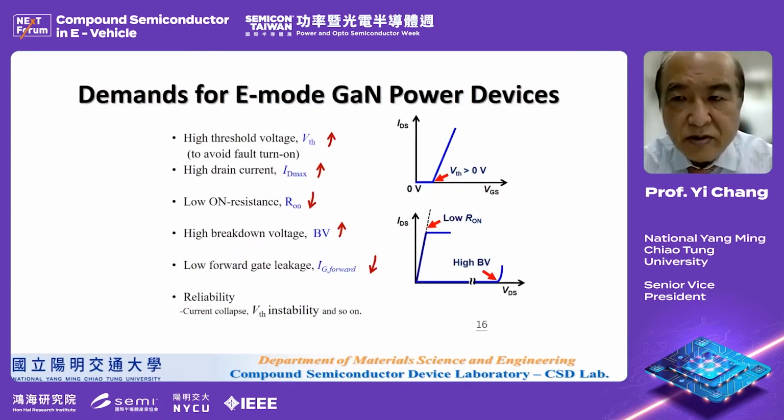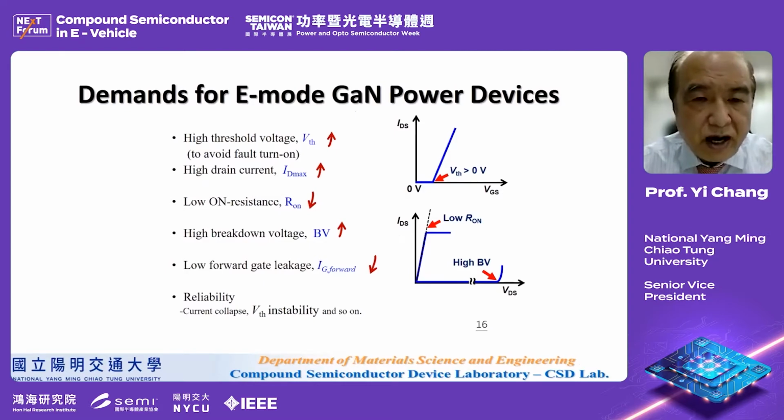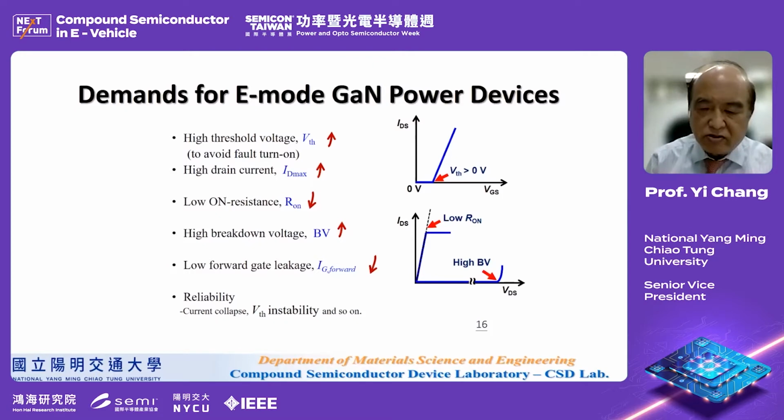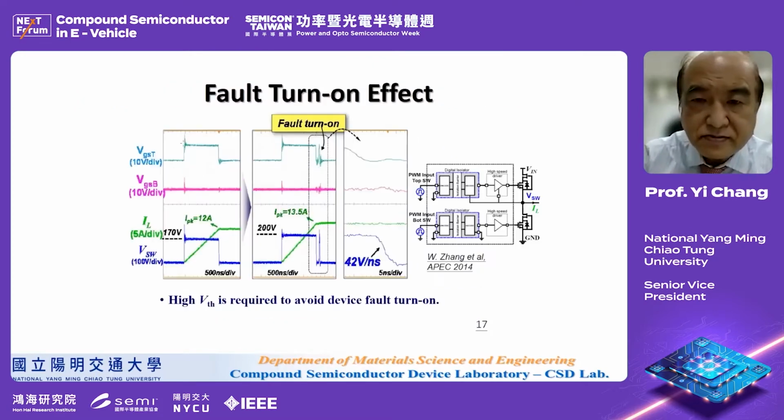For this kind of E-mode device, we need a high threshold voltage, usually more than 3 volt. That means unless you apply 3 volt to the gate, the device will not turn on. And you need high current, and low on-resistance to save energy, and you need high breakdown voltage, and also the gate leakage must be low. Okay, and of course you need reliable devices.